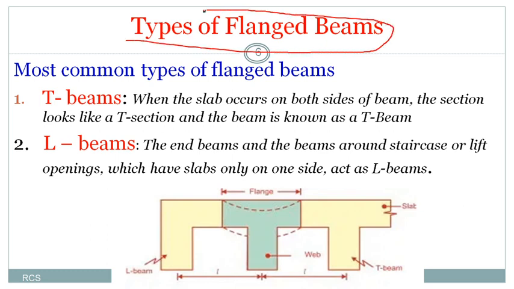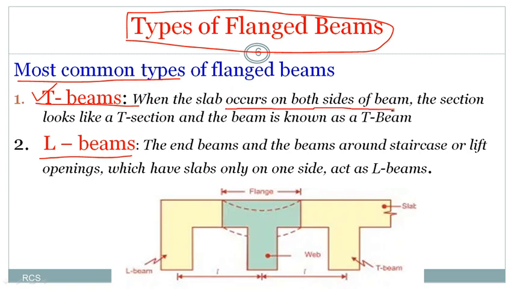Then the types of flanged beams. What are the different types of flanged beams? The most commonly used flanged beams are of two types. One is T-beams and the other is L-beams. So what is the definition of a T-beam? When the slab occurs on both sides of the beam, the section looks like a T, and this is known as a T-beam. Right? Say it is a T section.